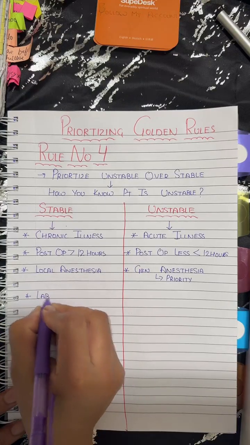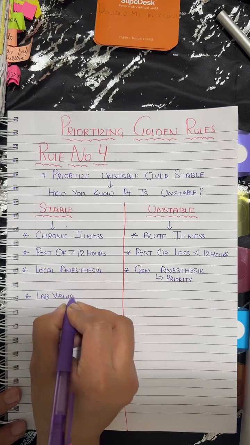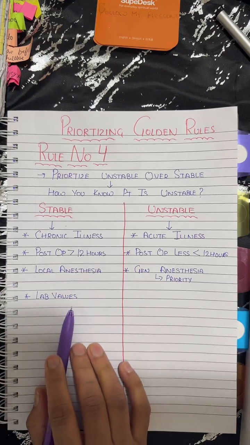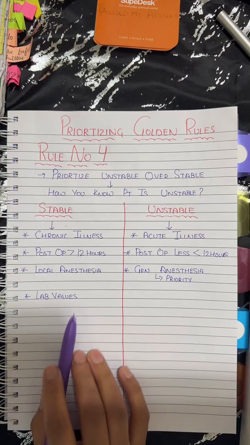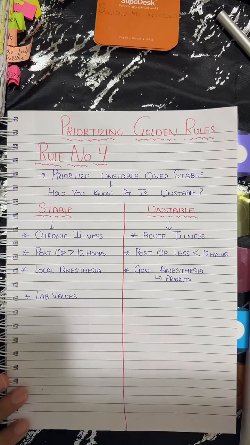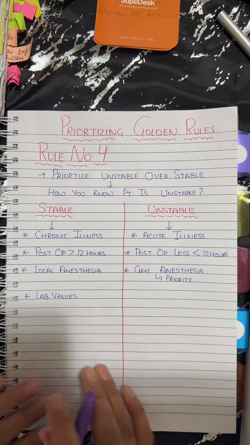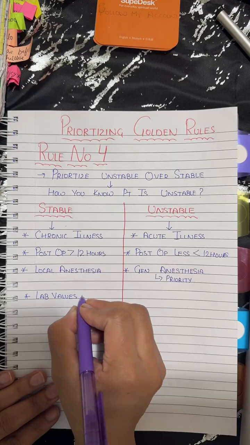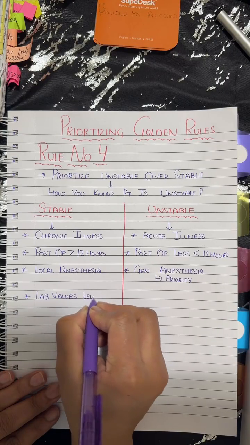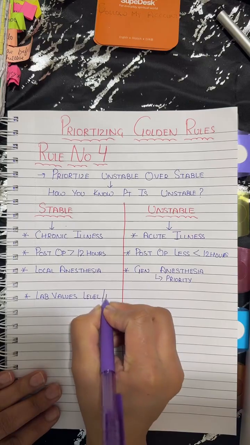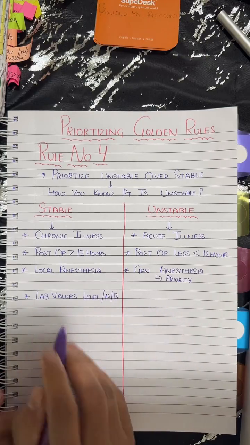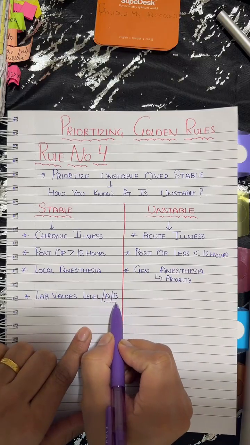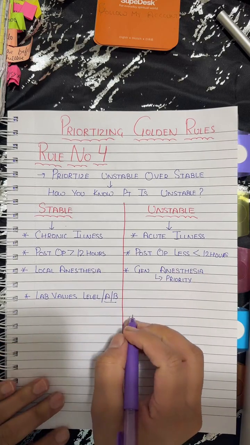Lab values. Most important, lab values. I will discuss these lab values, like which patient should be on our priority list according to the lab values, maybe in the next live lecture tomorrow. Level A and B are the stable patients. We will discuss which patient comes under A and B. Yes, C and D unstable.